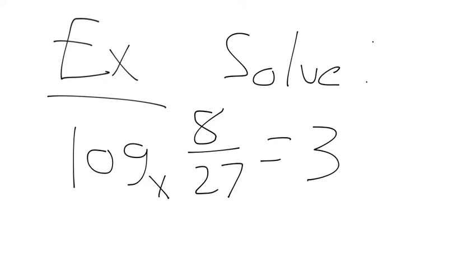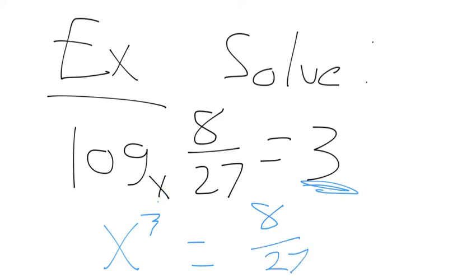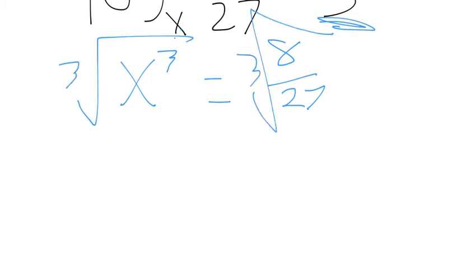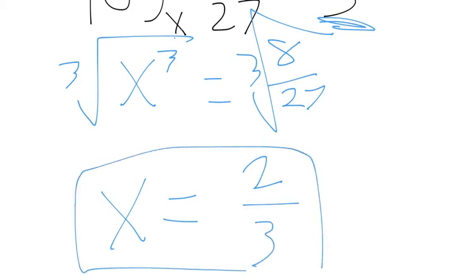You can start by rewriting this as an exponent. Remember, the bases are the same in both the exponent and the logarithm, so the base of your exponent would be the same as the base of your logarithm, which is x. The exponent is the same as the output of your logarithm, so it would be x to the third equals the input of your logarithm, which would be 8/27. Now to solve for x, since it's raised to the third power, you would do the cubed root. Cubed root of x to the third is just x, equals cubed root of 8, which is 2, over the cubed root of 27, which is 3. So the base of our logarithm would be 2/3.